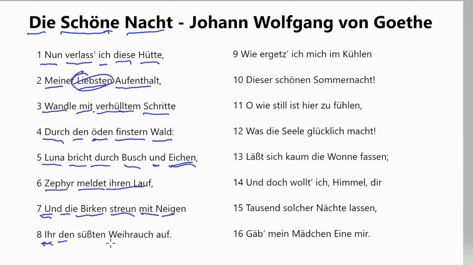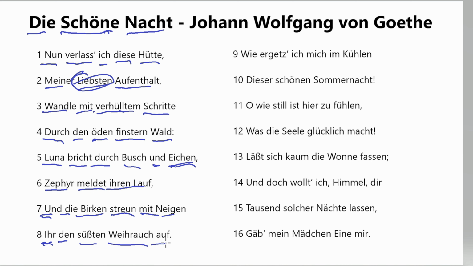So den Weihrauch, that would be the incense. So like a scent that smells good. Süßen is sweet, or not just sweet, but the sweetest. Auf. So ihr den süßen Weihrauch auf. Auf in this case would just be like on her and around her. So they distribute the incense on and around her surroundings and all that. So, und die Birken streuen mit Neigen ihr den süßen Weihrauch auf. So the birch trees distribute while leaning, and they distribute to her the sweetest incense around her, yeah.